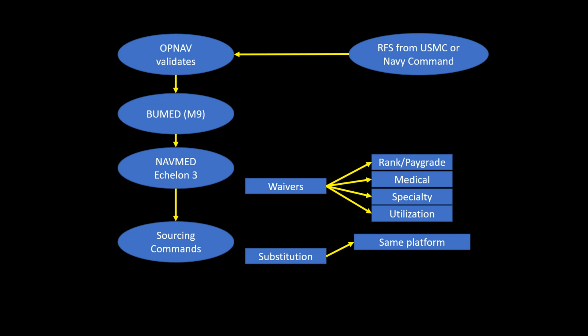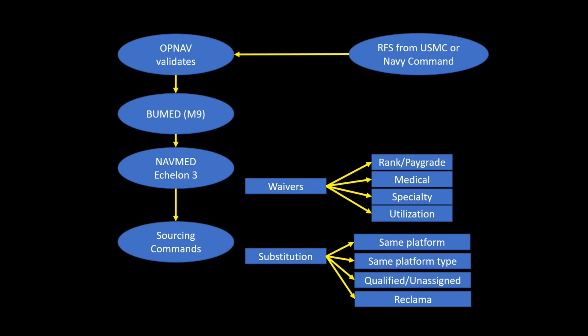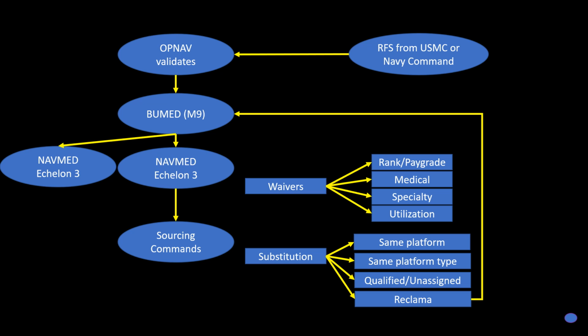The substitution is going to go where you're trying to substitute somebody on the same platform. If we don't have a person on the same platform type, we'll look at getting somebody who's qualified but unassigned to a platform. And if none of that works, we're going to submit that reclama. That reclama is going to go up to BUMED, and then BUMED will try to man it with somebody from another Navy Medicine Echelon 3. So if we were working in Navy Medicine West before, now it's going to get kicked over to Navy Medicine East.